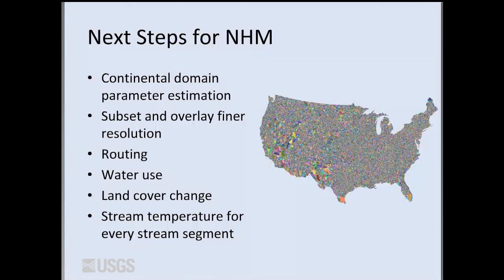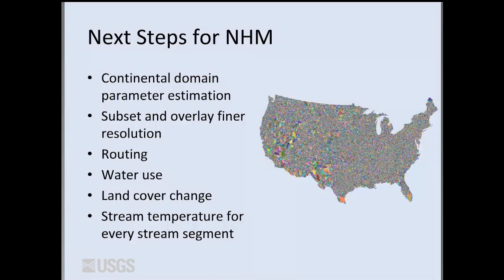The next steps for the NHM is to look at continental domain parameter estimation. A lot of the lessons we're learning in this application and the GCPO will get to transfer out to those other areas. Of course, every time somebody wants an application, a lot of times they need a finer resolution in a certain part, or they need to add a certain feature. So we're looking at an automated way that we could subset or overlay a finer resolution, say like NHD high-res. Also routing mechanisms at this national scale when you've got large rivers that may be gaining or losing or may have large impoundments, and how to deal with those.